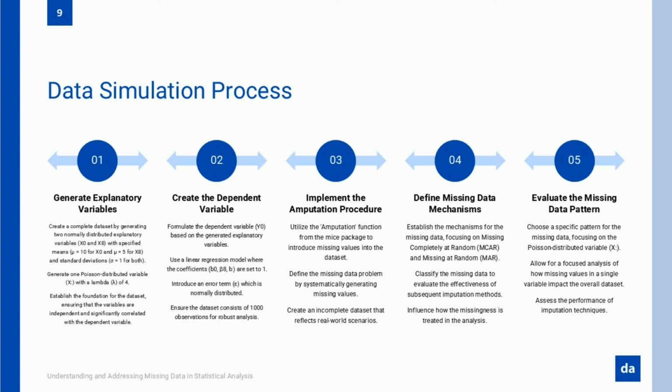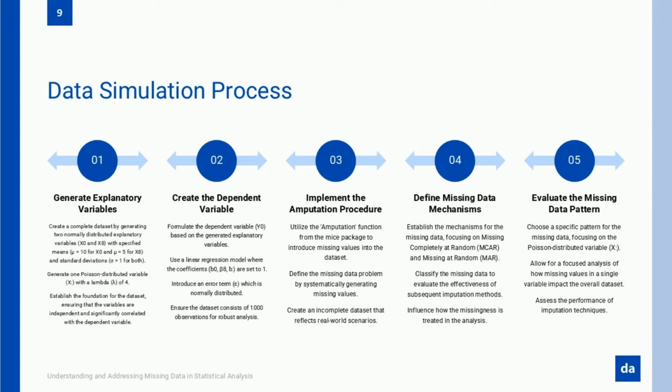Step 4: Define missing data mechanisms. To better understand the impact of missingness, the mechanisms behind the missing data are carefully classified. For MCAR, the missingness occurs entirely by chance, without any relationship to observed or unobserved data. For MAR, the missingness depends on observed data but not on the missing values themselves. This classification is crucial for evaluating how well different imputation methods handle various scenarios, as each mechanism presents unique challenges.